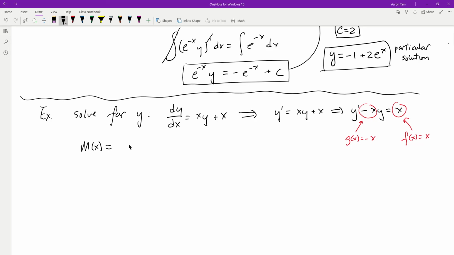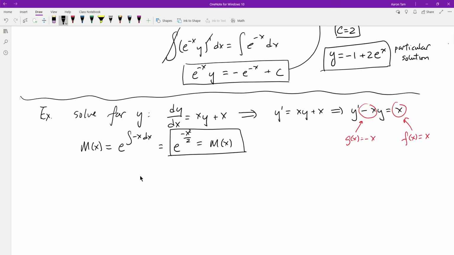That will be m of x equal to e to the integral of negative x dx, and therefore becomes e to the negative x squared over 2. So that is our m of x. Or sometimes I just call it m, with it understood that it's a function of x. So now I'm ready to take that and try to use it.